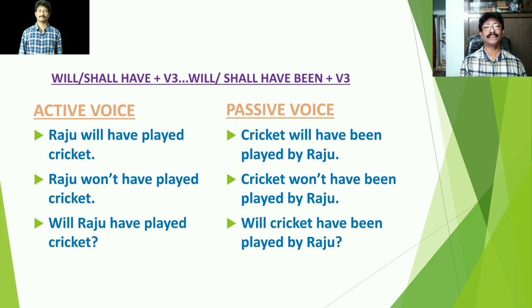Now take a look at the third sentence. Will Raju have played cricket? This sentence starts with a modal will and then ends with a question mark. So this is the question and this question is changed as will cricket have been played by Raju in its passive voice. Will cricket have been played by Raju? Will remains unchanged in its position here and it is followed by the subject cricket here. Cricket is followed by have been played by Raju according to the structure shown above.